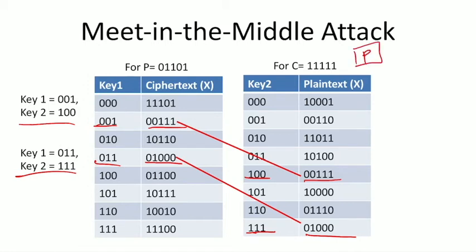Right, and that's how the double DES works, right? You take your plaintext, you encrypt it using key 1, you get some X value, and then again you encrypt this X value, you again encrypt it using key 2 value to get your ciphertext.